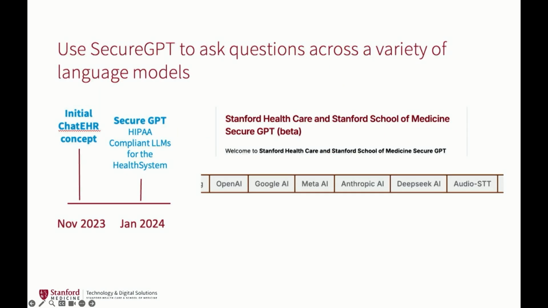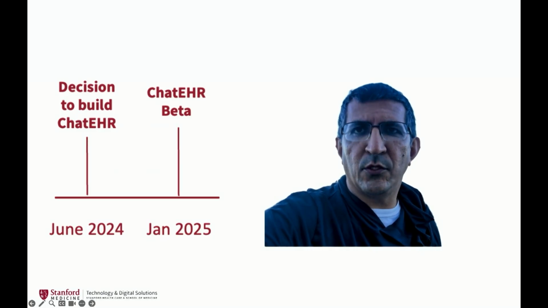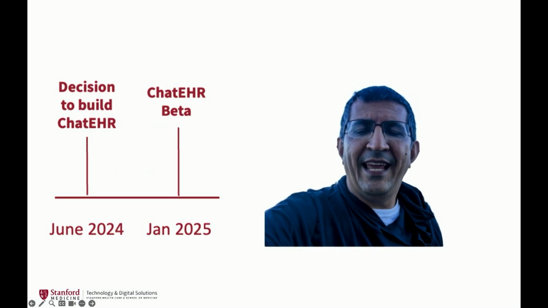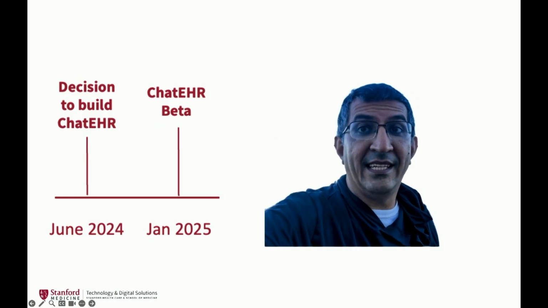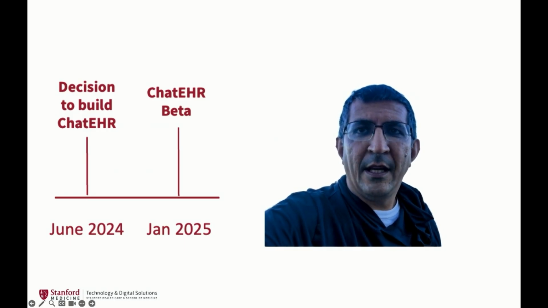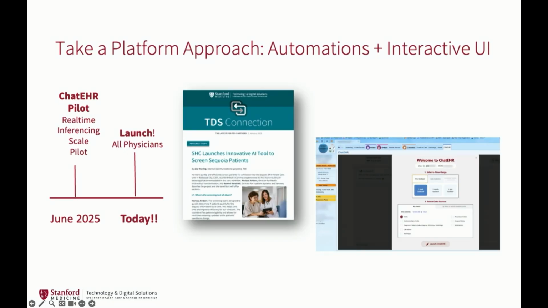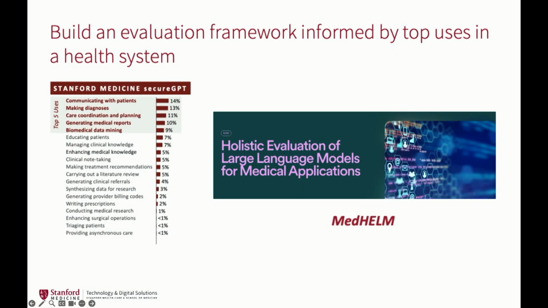Our story began in late 2023 with SecureGPT, a HIPAA-compliant platform for language models. That foundation opened the door. Automations, pilots, and eventually embedding language models directly inside Epic. It wasn't a straight line. We built the first in-world Epic integration, tested automations to ease referrals and transfers, and built MedHelm, an evaluation framework informed by top uses in a health system.